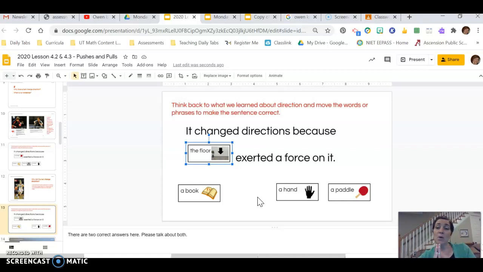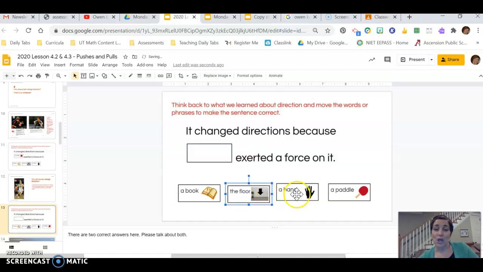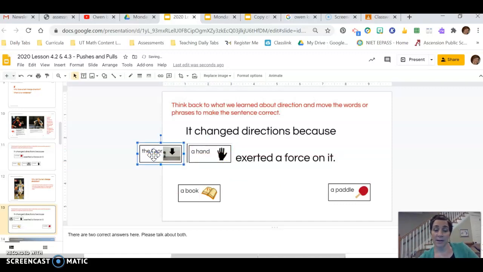And when that ball was going back up, what made the ball go down? Well, now it was the hand. So there were two correct answers for this one. It went down because a hand exerted a force on it, and it went up because the floor exerted a force on it. So that one actually had two answers because the hand made the ball go down, but the floor made the ball go up.